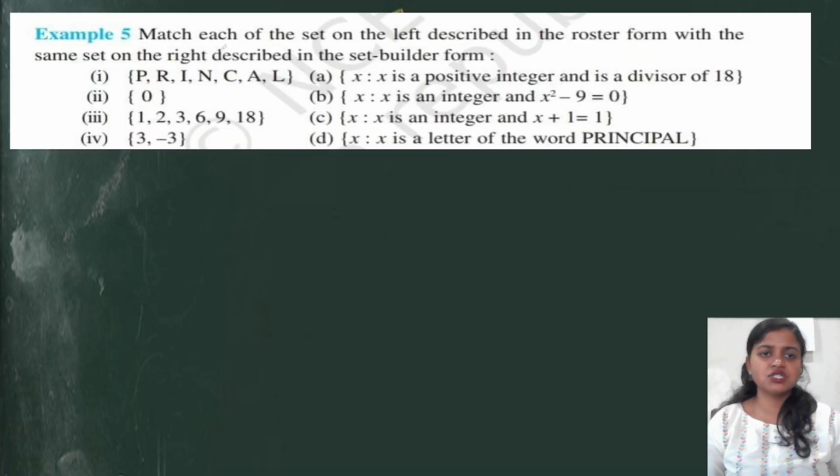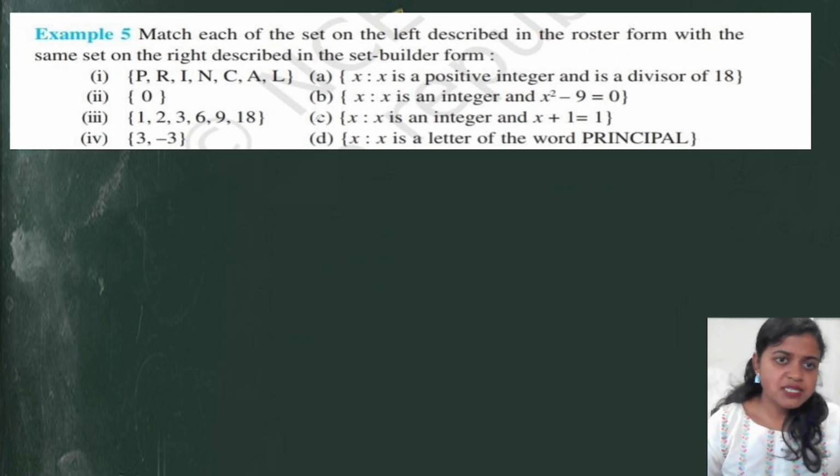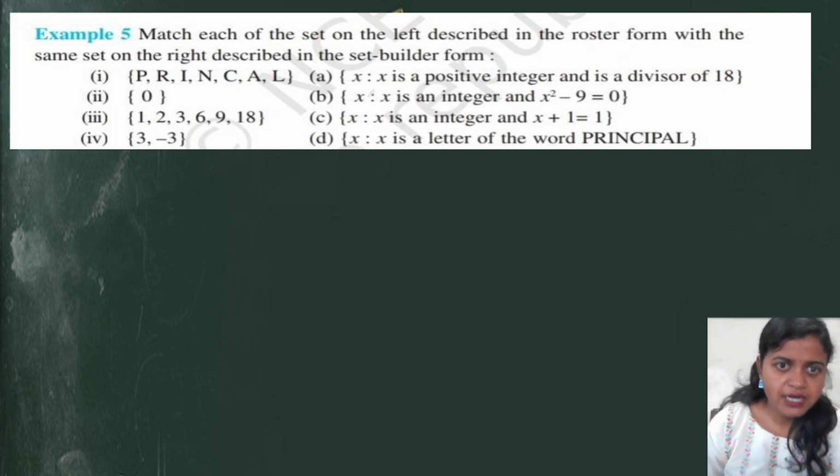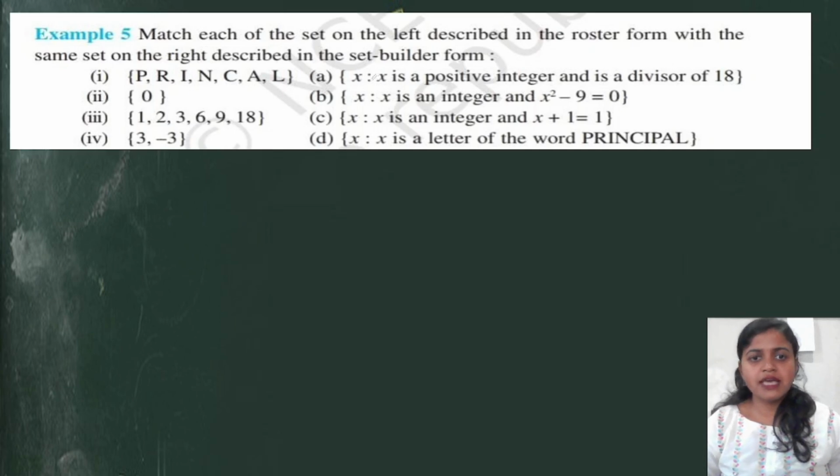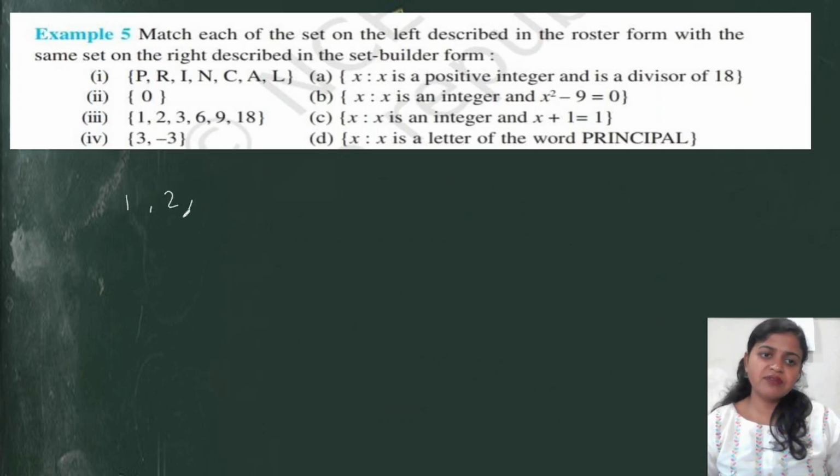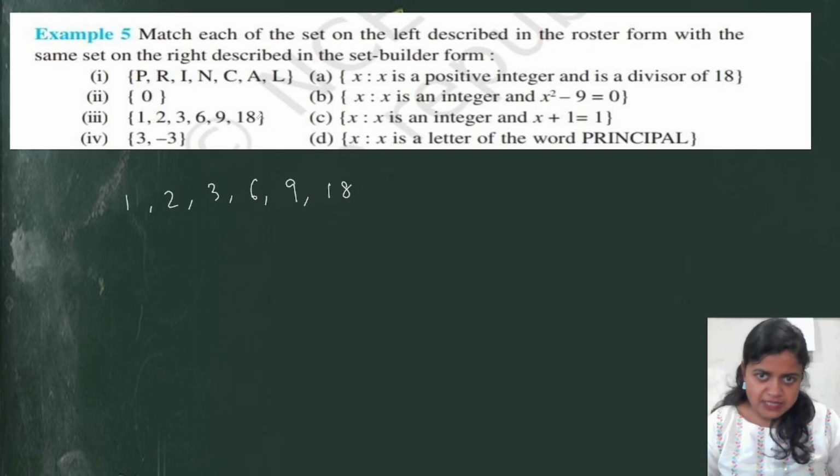Next, match each of the sets. We have to match the left hand side to the right hand side. For x such that x is a positive integer and a divisor of 18: 1 can divide 18, 2 can divide 18, 3 can divide 18, 6 can divide 18, 9 can divide 18, and 18 can also divide 18. So this can be a proper matching.